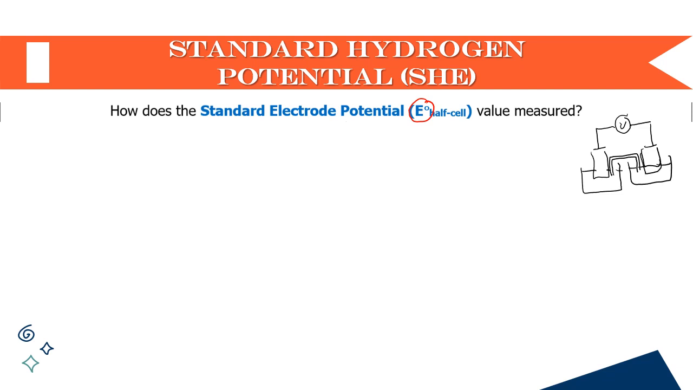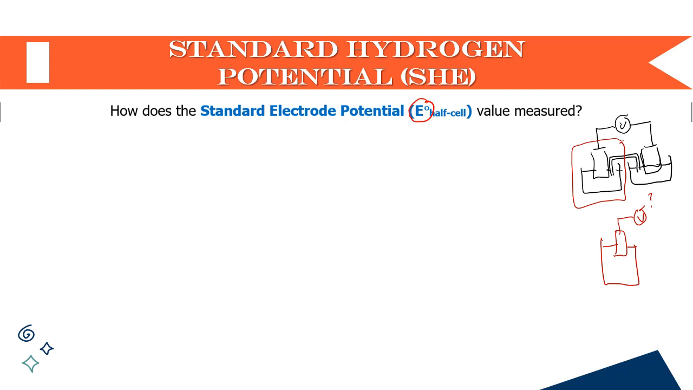Okay, it must be a complete cell like this. But the value that we want to find is only the half cell. Can we only measure the half cell? Meaning, you just put one half cell over here and then a voltmeter, and the voltmeter will show you the reading. Can it happen like that?